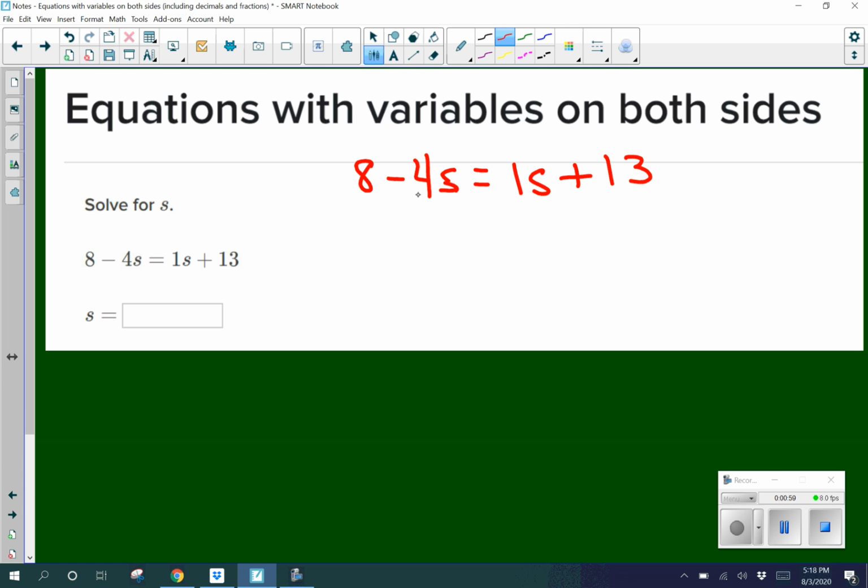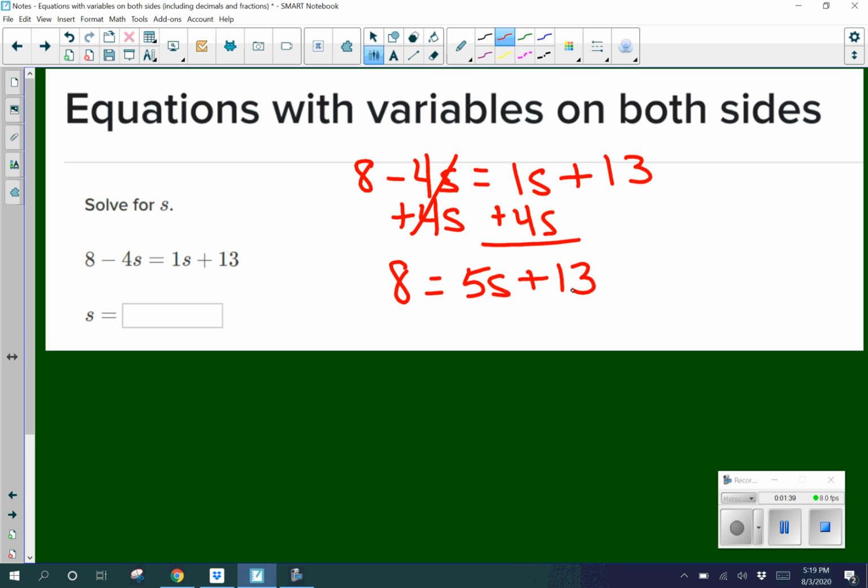So I either need to move this negative 4s or I need to move this positive 1s. Now, if I were to get rid of 1s, I would subtract 1s on both sides, and that would leave me with a negative 5s over here, which means I have a negative variable. So instead of subtracting 1s, I'm going to actually add 4s. So now I've got a negative 4s and a positive 4s, which cancels out. And what we do on one side, we have to do to the other. So that leaves me with 8 on the left. 1s plus 4s gives me a positive 5s, so my variable is positive. And I have plus 13 still left over there.